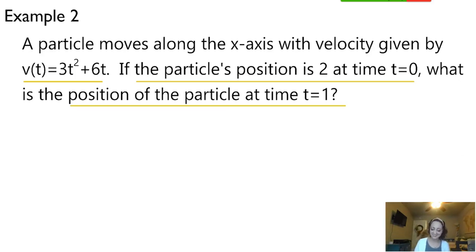Okay. So let's write what we have. So instead of our function f, our original function is going to be our position. I'm just going to make a note that f, I'm going to denote it as x. That's usually what we use for position along the x-axis. Okay, so we're given v of t. It says the particle's position when time is 0 is 2. Okay, and we want to know the position at time 1.